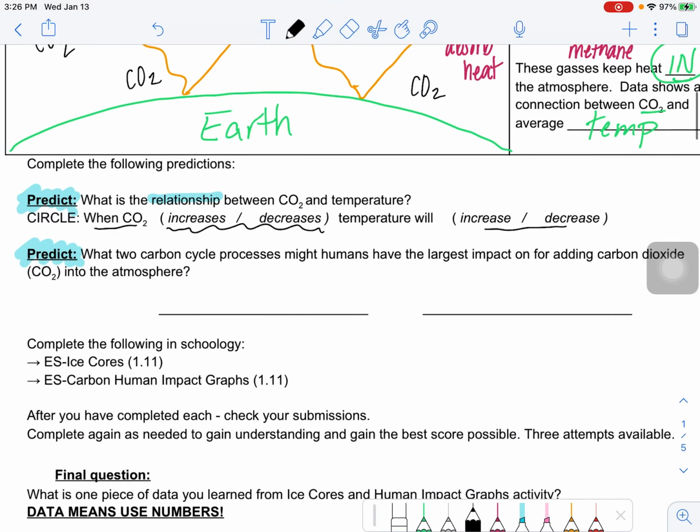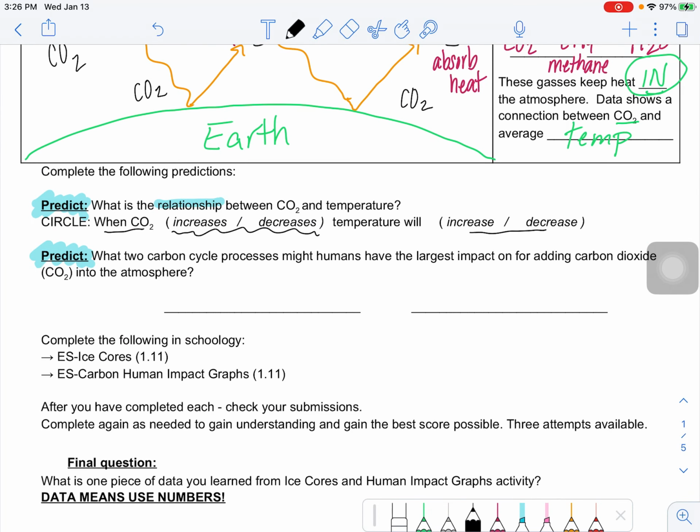And then the second predict here is what two carbon cycle processes might humans have the largest impact on when we're thinking about more carbon being added to the atmosphere. So that's thinking back to our carbon cycle notes and looking specifically at those arrows that go up into the atmosphere and trying to figure out which two humans play the biggest role. Once you've done those predicts, I'm going to ask you to dig into some of that data by completing these two things, ES ice cores and ES human impact graphs.